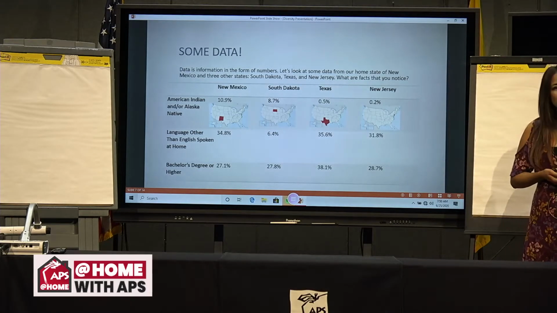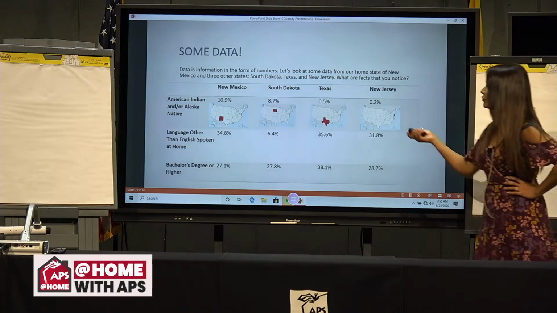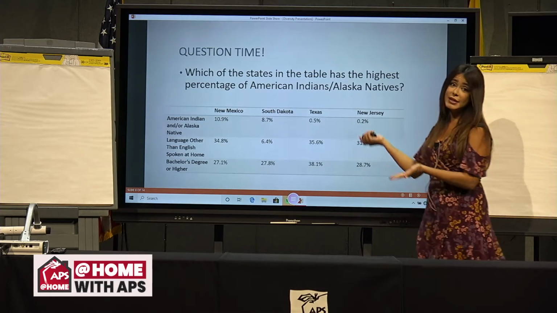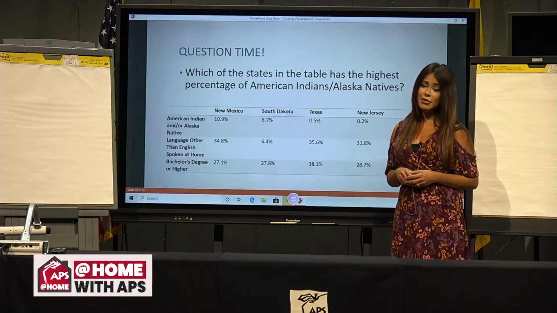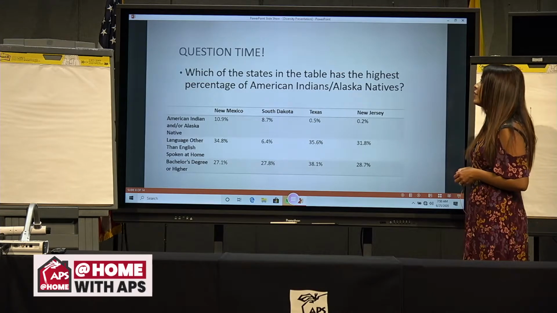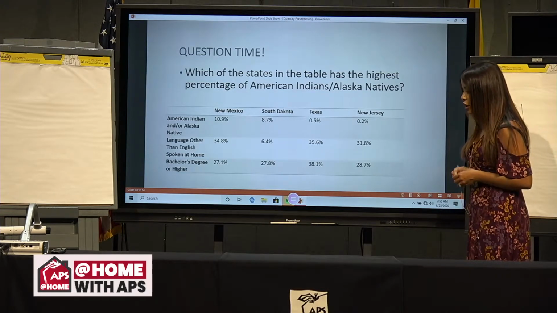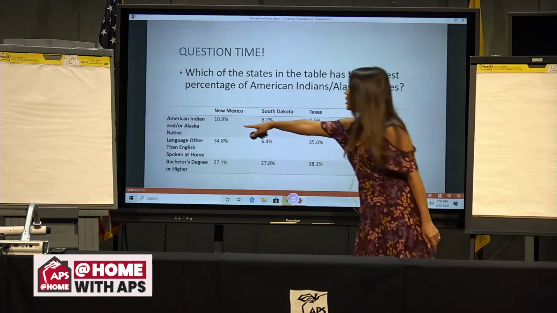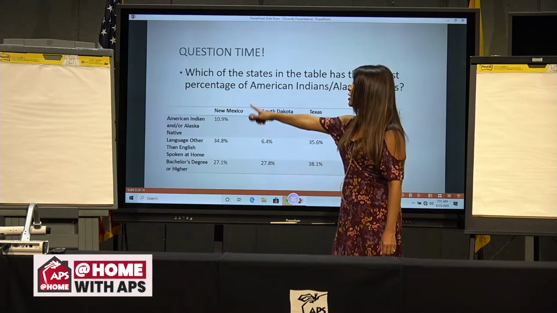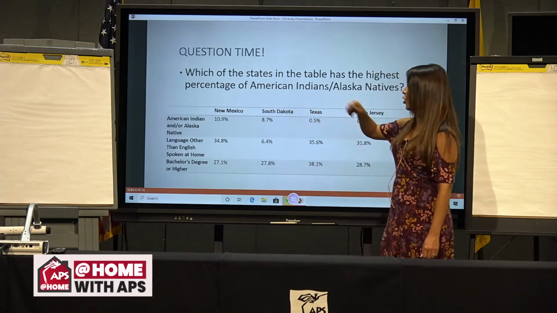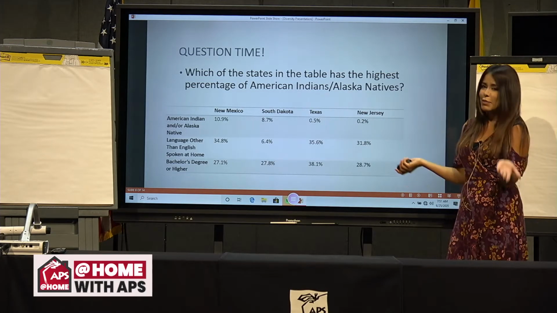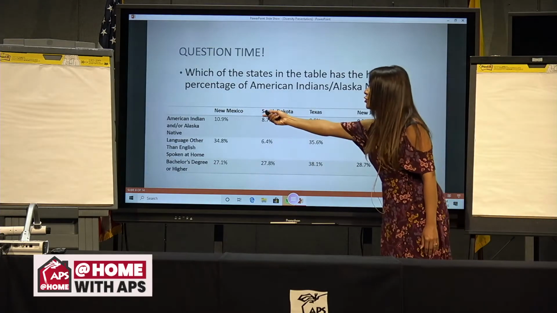So now let's answer some questions related to this data. Remember, this is the same data that was represented in the slide before. Which of the states in the table has the highest percentage of American Indians and or Alaskan Natives? So what we're going to do is look at this row right here, boys and girls, and we're going to look at all these numbers and compare and contrast them. New Mexico has 10.9, South Dakota 8.7, Texas 0.5, New Jersey 0.2. What's the biggest number? Looks like New Mexico.